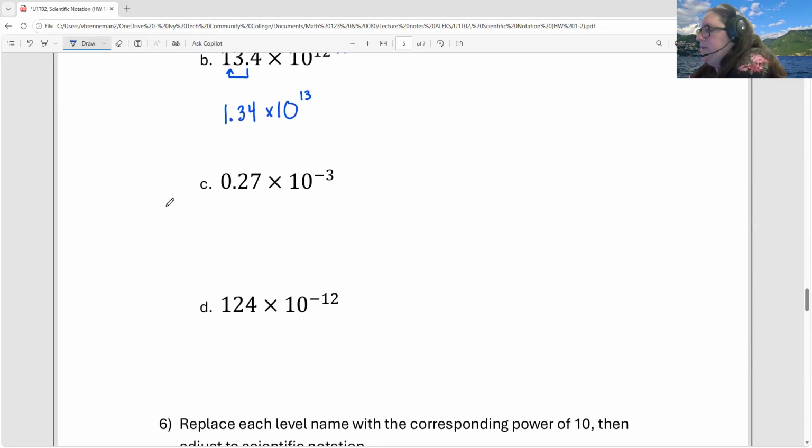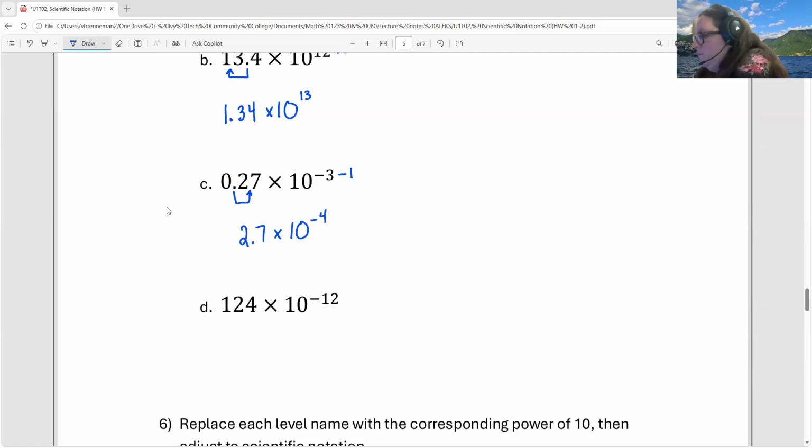Then 0.27 times 10 to the negative 3. The number is too small. I'm moving the decimal point 1 place and subtracting 1 from the power of 10 to get a smaller power, in this case a more negative power. So this is 2.7 times 10 to the negative 4. Negative 3 minus 1 is negative 4.